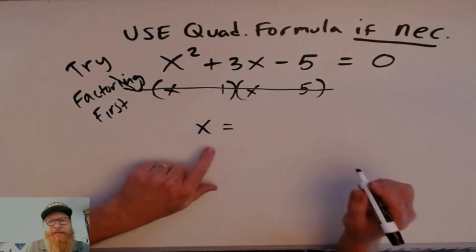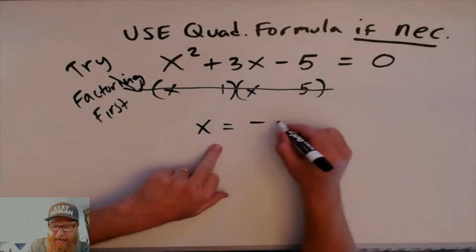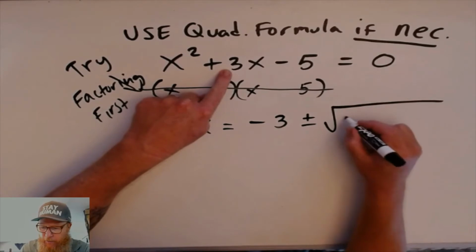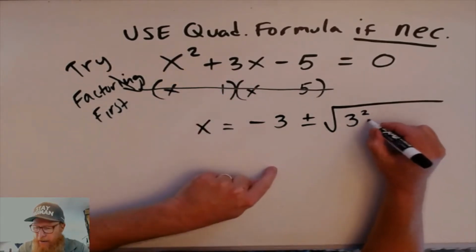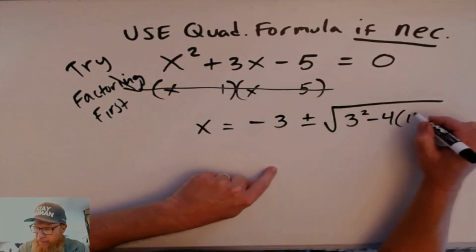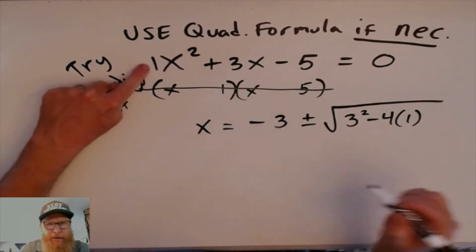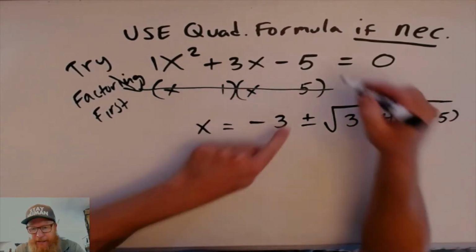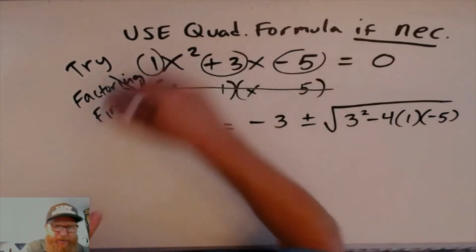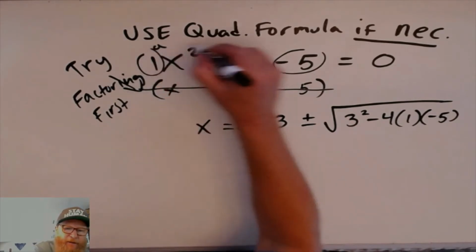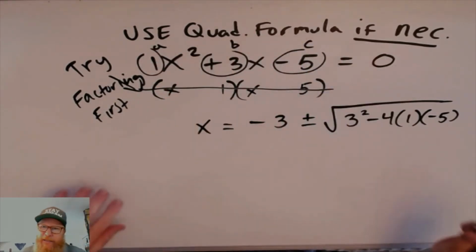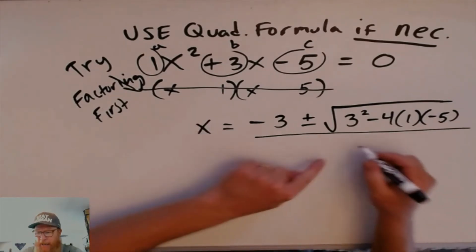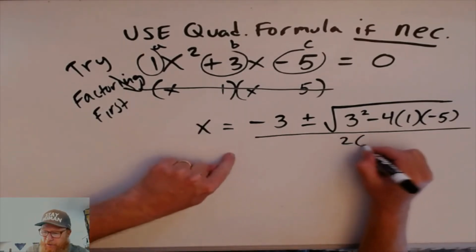So we have x is equal to negative b, so negative 3 plus or minus the square root of 3 squared minus 4 times a is 1, times c, which is negative 5. Be really careful with your signs. So you know who a, b, and c are. A, b, c. I know I don't need to teach you the quadratic formula again. You already learned it. Maybe you're a little rusty. I don't know. And then don't forget all over 2a, so 2 times 1.